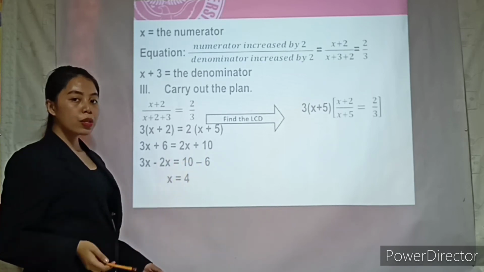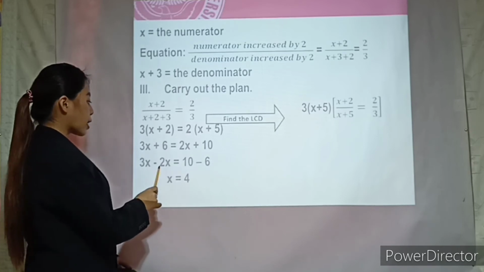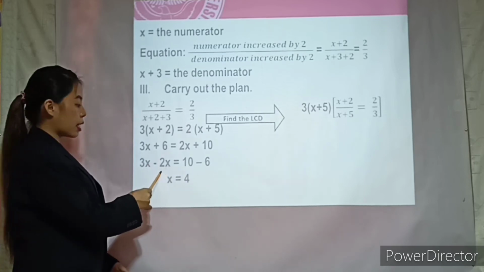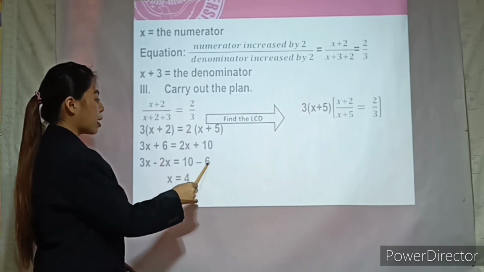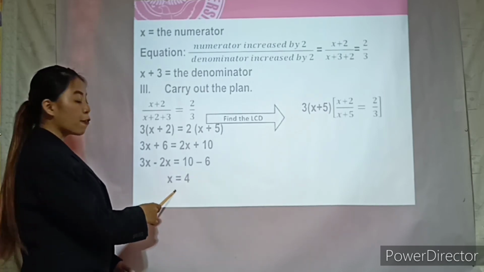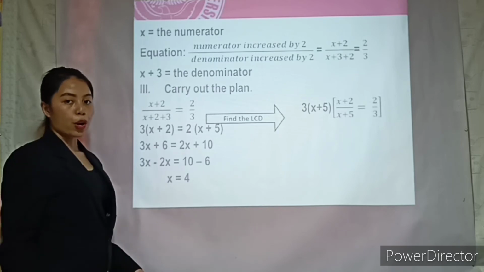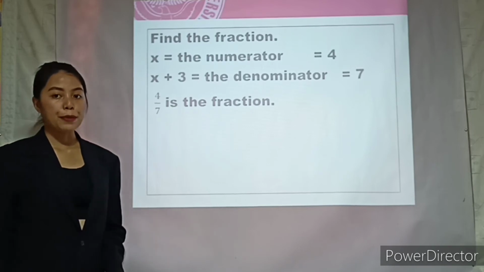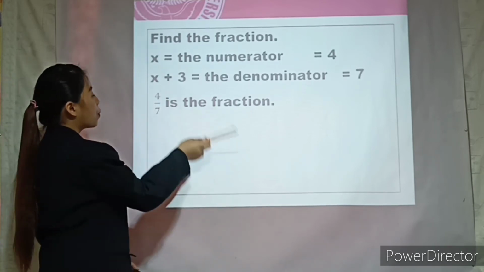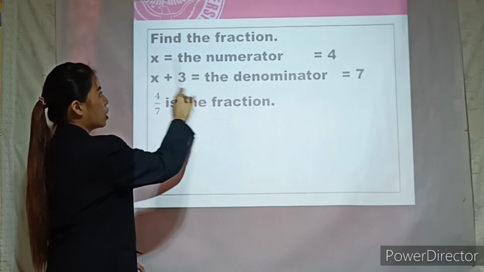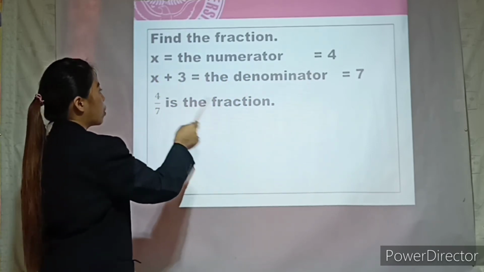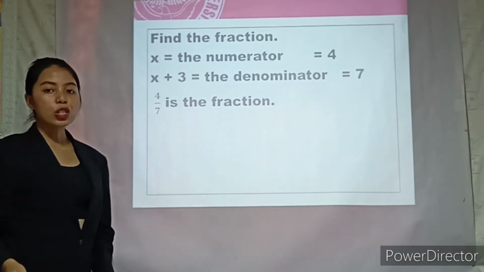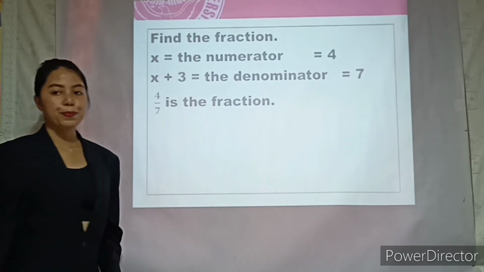Then we use additive inverse. So 3x minus 2x equals 10 minus 6. Since 3x minus 2x is equal to x, and 10 minus 6 is equal to 4, therefore our answer of x is 4. So let's find the fraction. As we know, our x is the numerator, which is 4, and our denominator is x plus 3, which is 7. So therefore the fraction is 4 over 7.